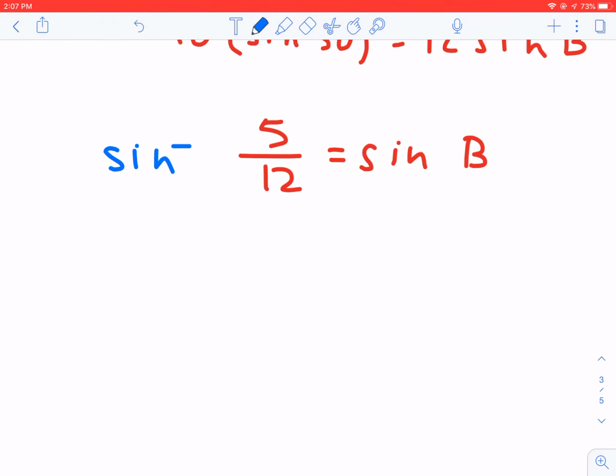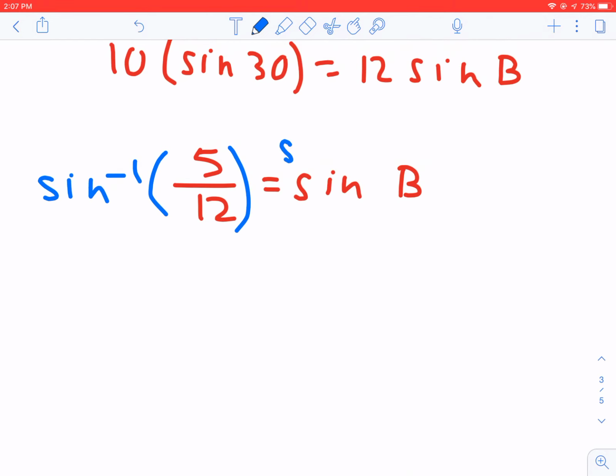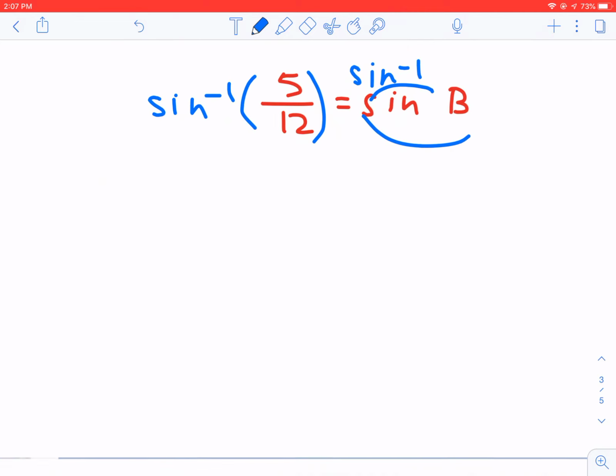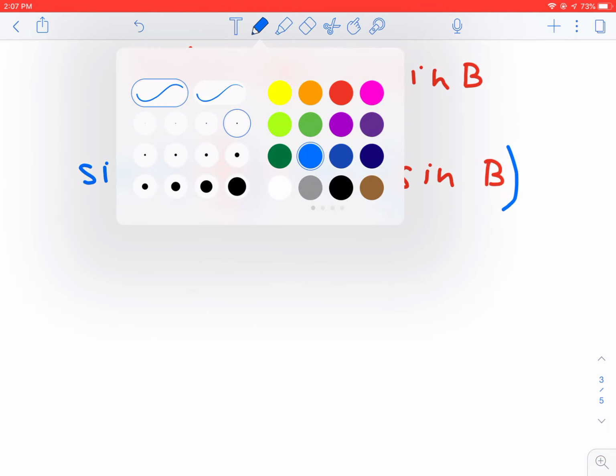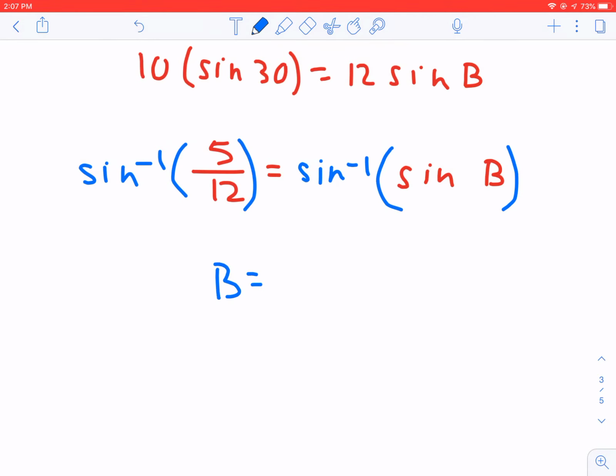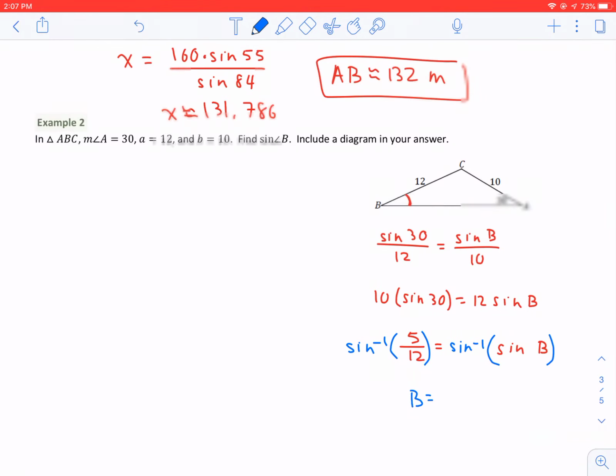If I take the inverse sine of 5/12 on both sides, I get the measure of angle B is equal to, alright, I'm sorry, I don't know why I wrote it out like that. Take the inverse sine of both sides. I get B is approximately, on the calculator, trig, inverse trig, control divide, 5 over 12, 24.6 degrees. Did it tell us what to round to?